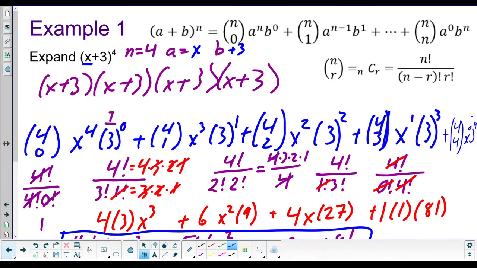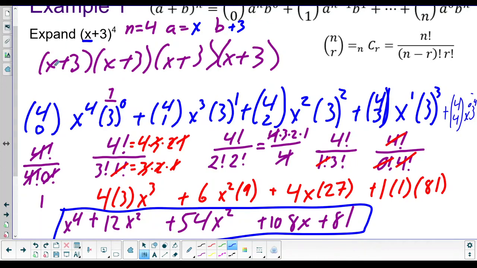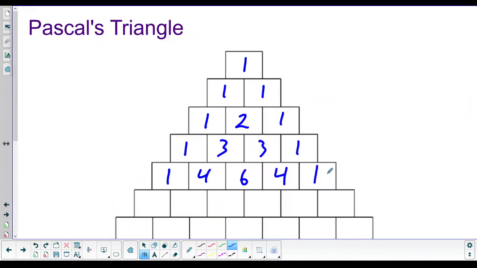Yeah. Okay. So let's look at our chooses here, our choose operations, our combinations. So 4 choose 0, that was 1. Okay. 4 choose 1, that was 4. 4 choose 2, that was 6. 4 choose 3 is 4, and 4 choose 4 is 1. 1, 4, 6, 4, 1. Crazy, huh?